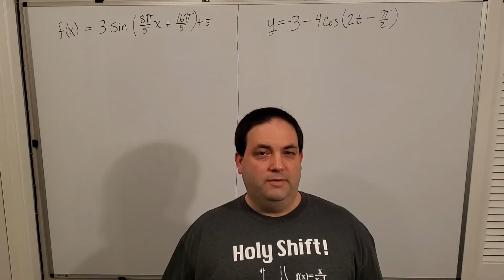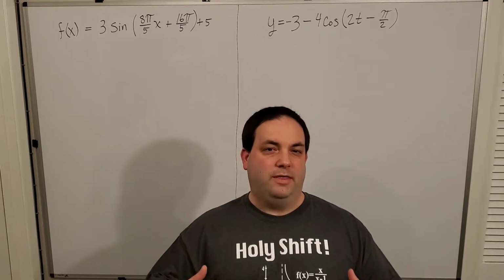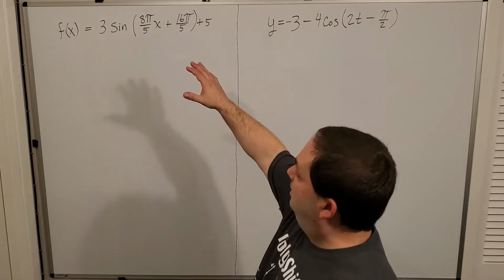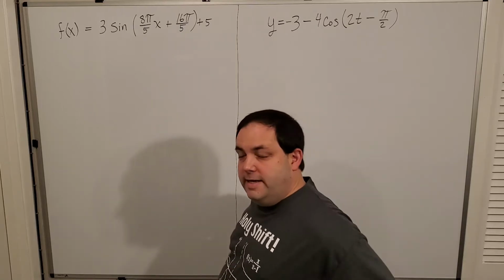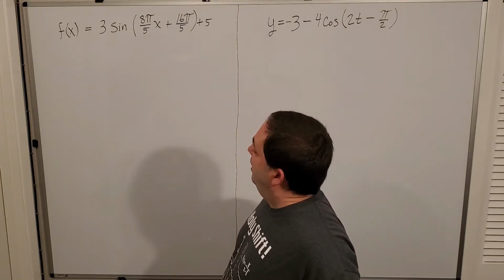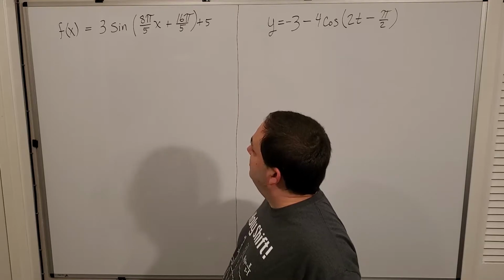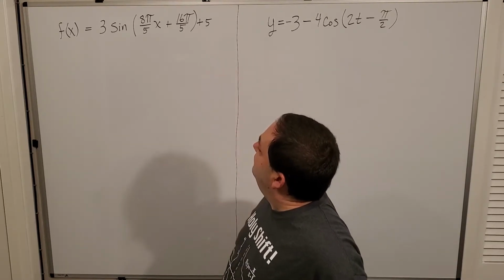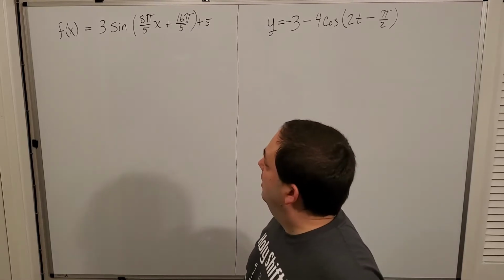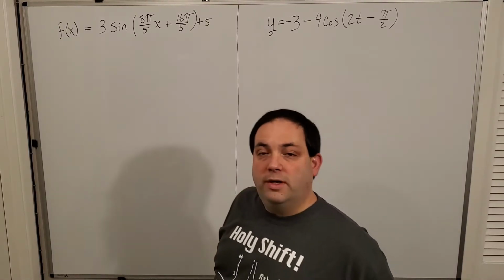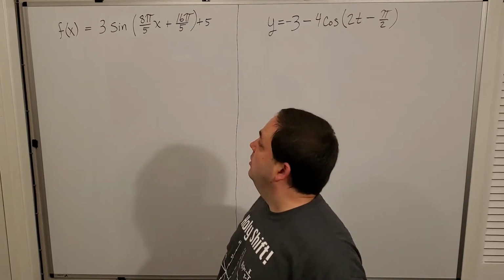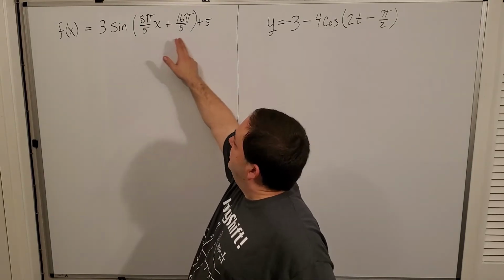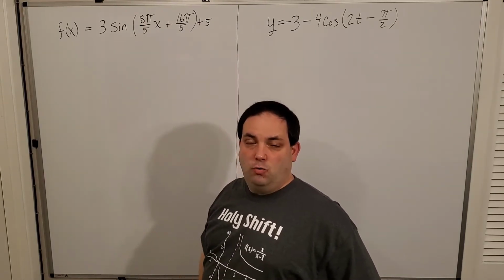Now let's get a couple of examples that have everything. f of x equals 3 sine of 8 pi over 5 times x plus 16 pi over 5, and then the whole thing with a plus 5 on the end. As usual, we want to start with the period. However, notice the parentheses are not adjusted correctly.